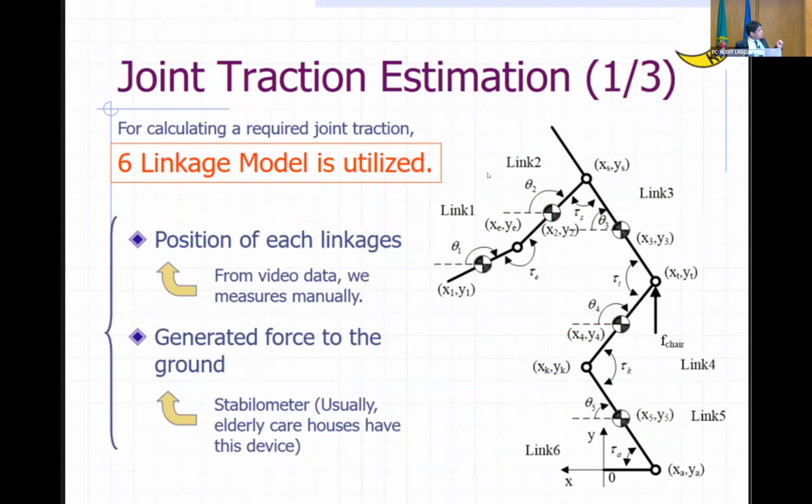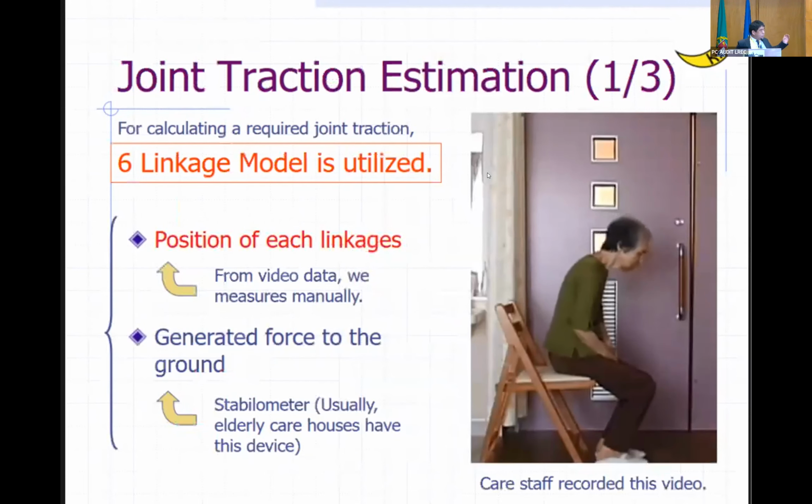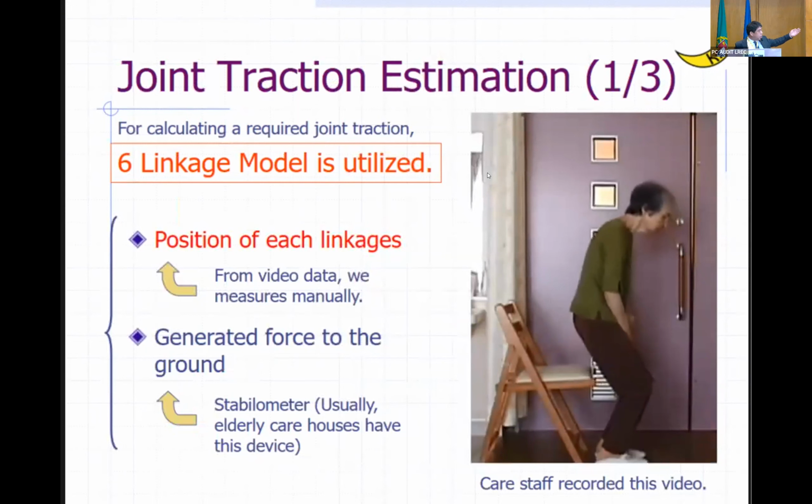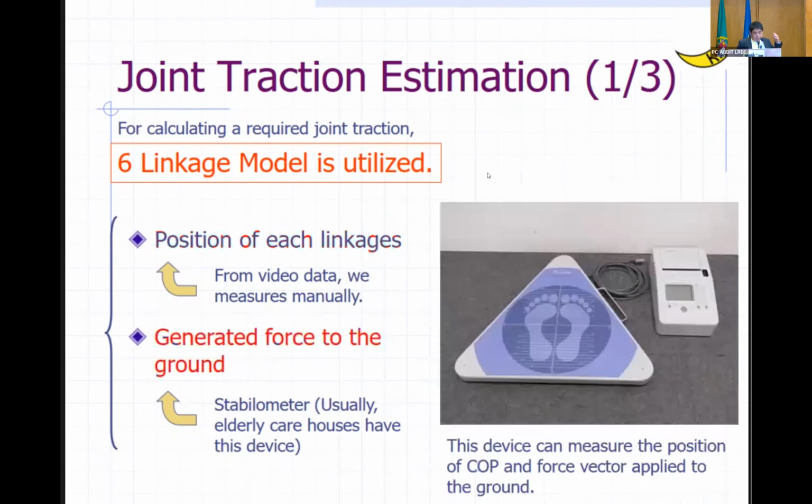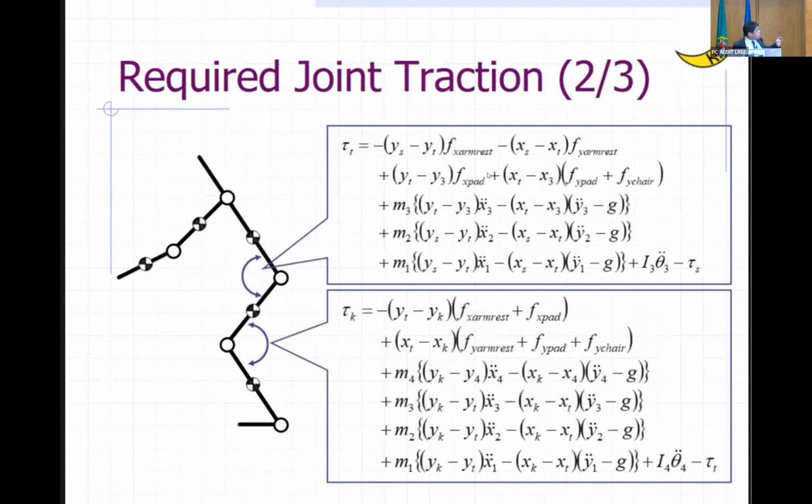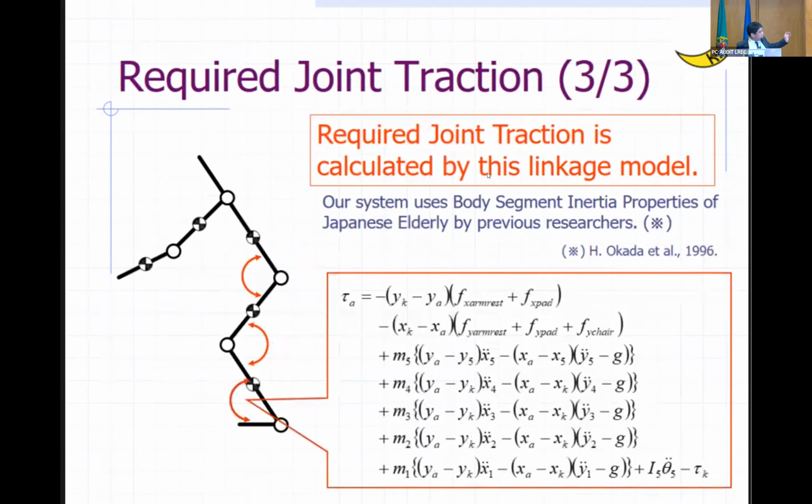To derive the joint traction, we use these models. The position of each link is obtained from these videos, and this video recorded the caring staff, not me. And for the grounding force, we use a stabilometer. Usually, a care home has a stabilometer, and it can measure the force to the ground and the center of pressure position like this. Using this information, we can estimate the joint traction as this and this and this kinematically, very easily.